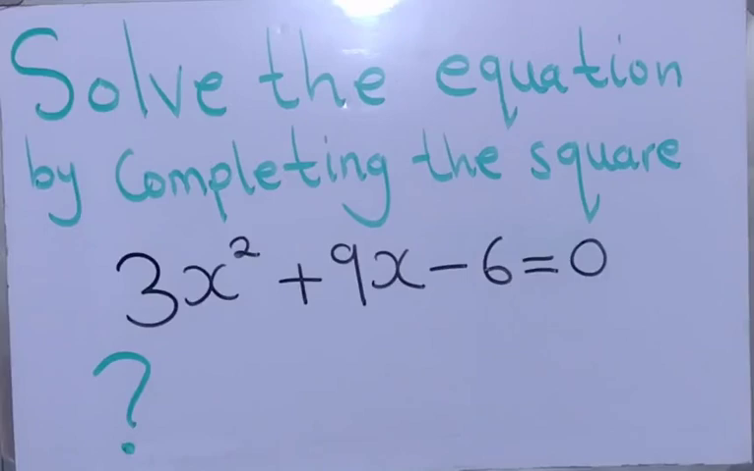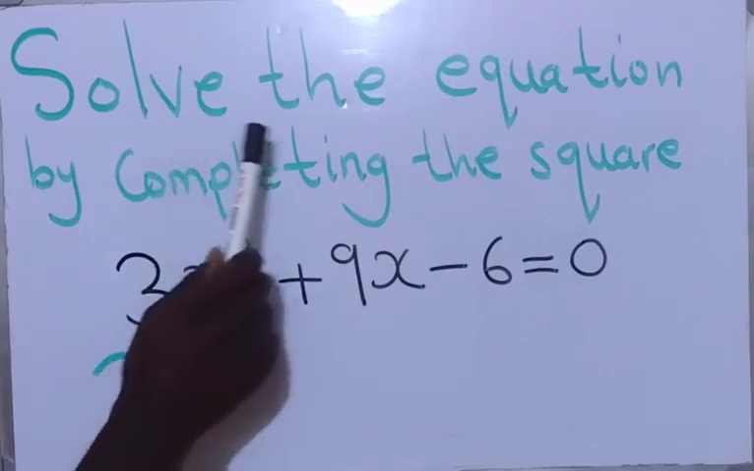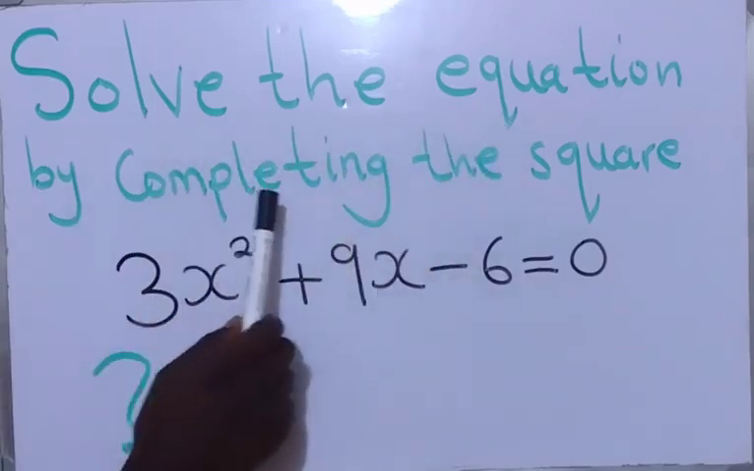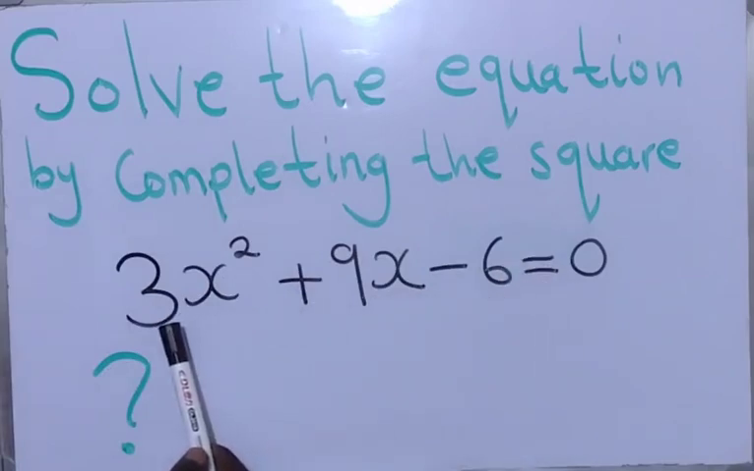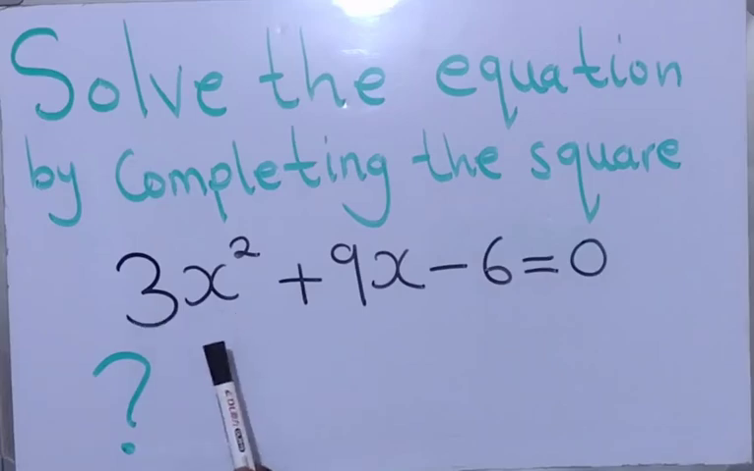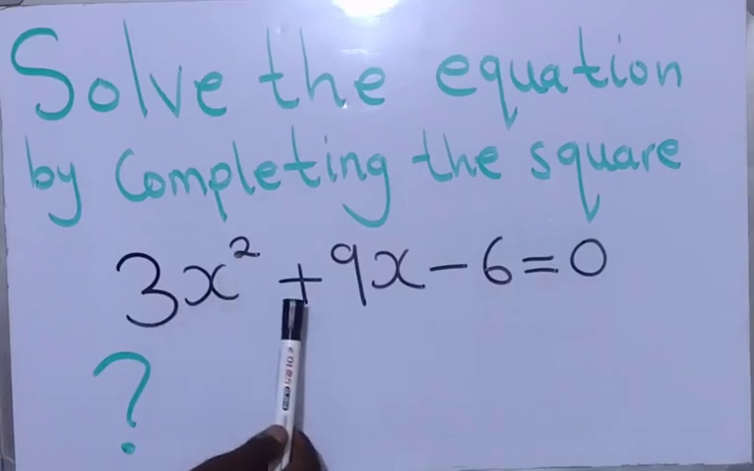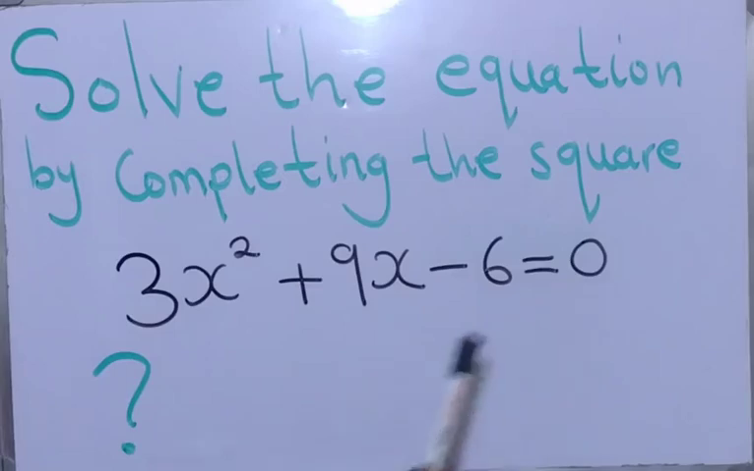So in this presentation, I want us to answer this question right here. The question reads, solve the equation by completing the square. This is a quadratic equation that you have been given, and you need to solve it by using the completing the square method. So we have 3x squared plus 9x minus 6 is equal to 0. So here we are using the completing the square method.